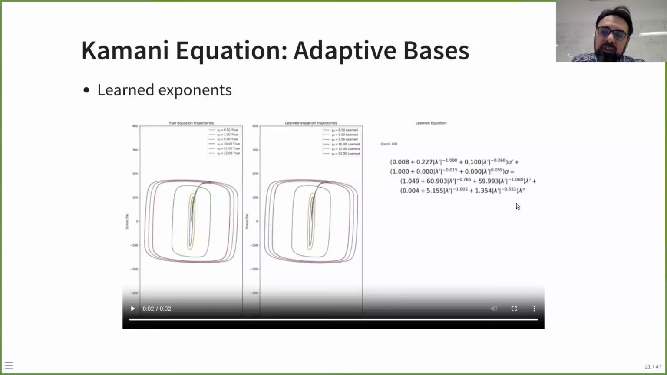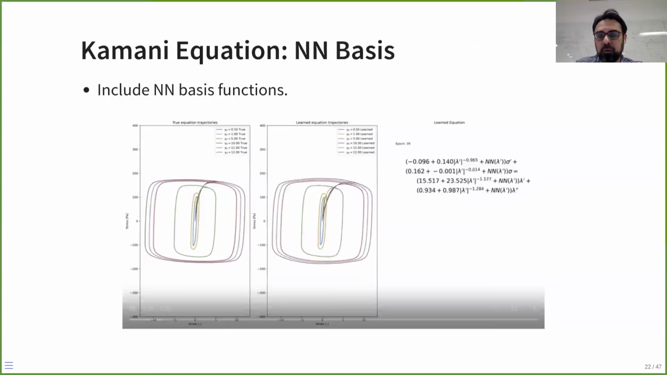Now, in this case, we had to assume that we know the form of some of the terms. For instance, we assume that you have lambda prime raised to some exponent, and it is multiplied by some coefficient. So we had to assume this. So what if perhaps we know some of these terms, but some other terms we don't know? Can we just predict the unknown terms with neural networks? So yeah, we can do that.